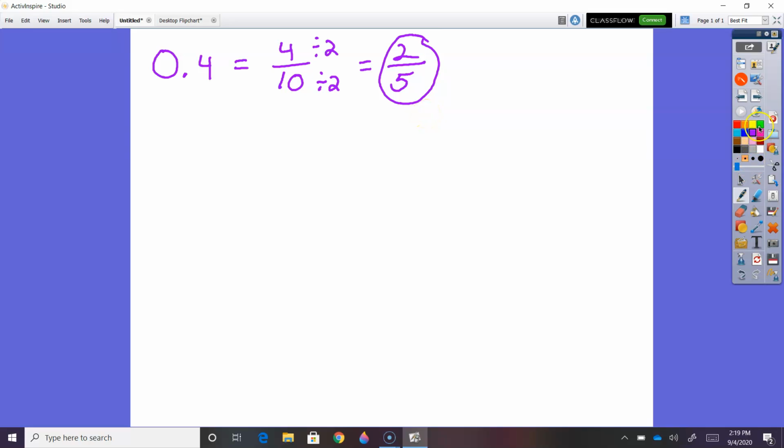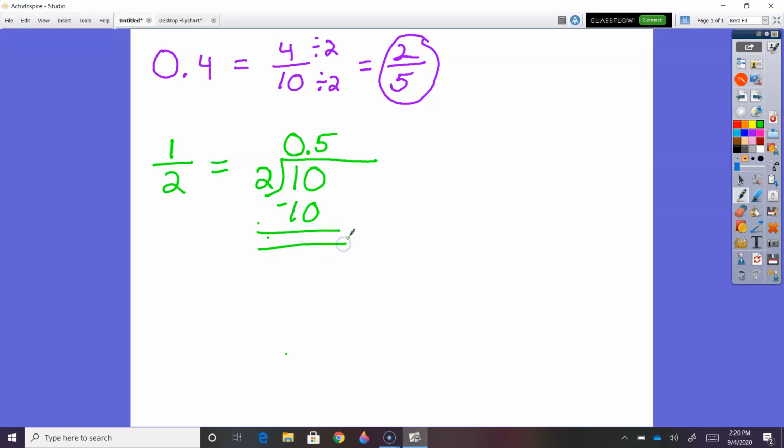We also reviewed how to turn a fraction into a decimal. So if I have 1 over 2, I'm going to take my denominator and divide it into my numerator. It goes 0 times. 2 goes into 10, however, 5 times. And this is one of these decimal fraction conversions that we need to have memorized.